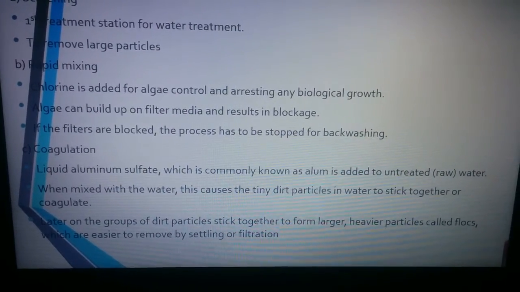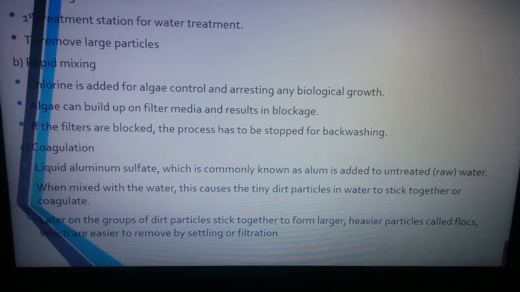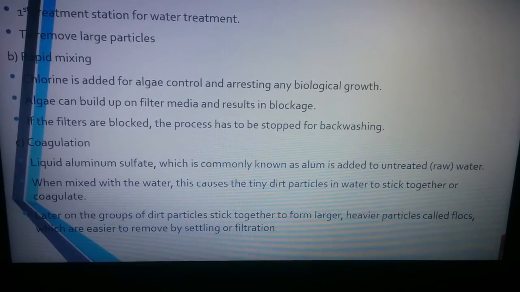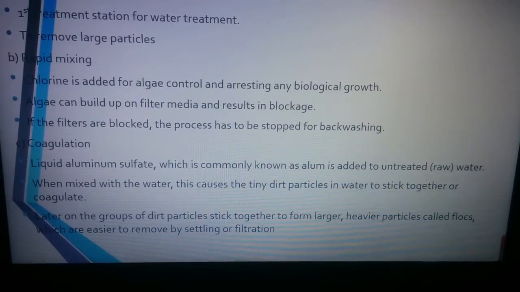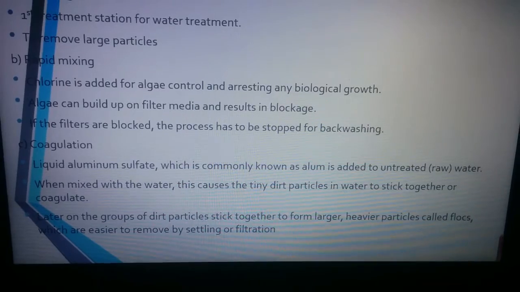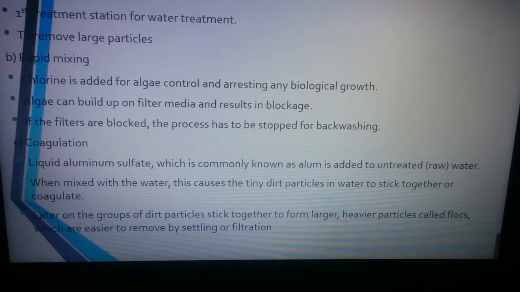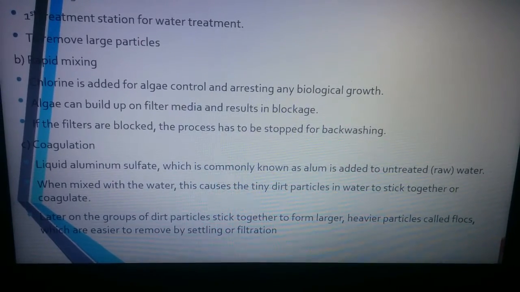In the rapid mixing stage, basically chlorine is added to it. Chlorine is added to arrest any growth of biological materials. For example, algae can build up in this system. Algae buildup, firstly, can cause blockage in the water distribution system itself.